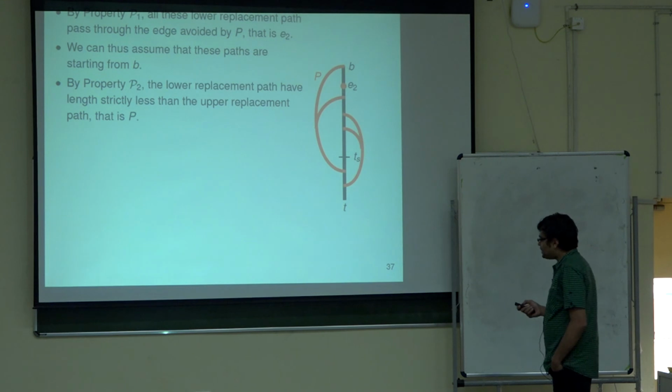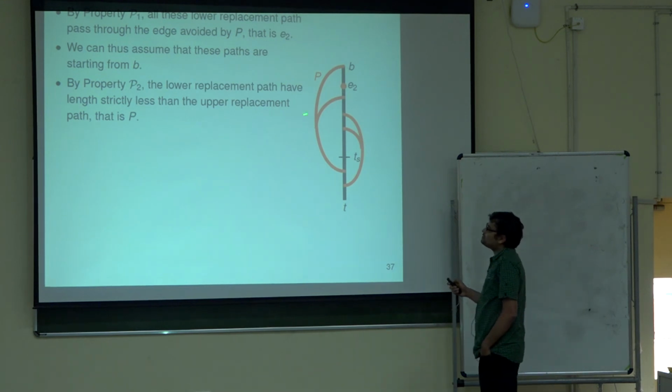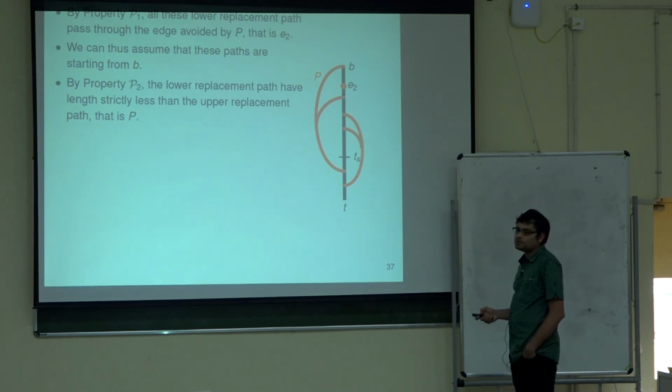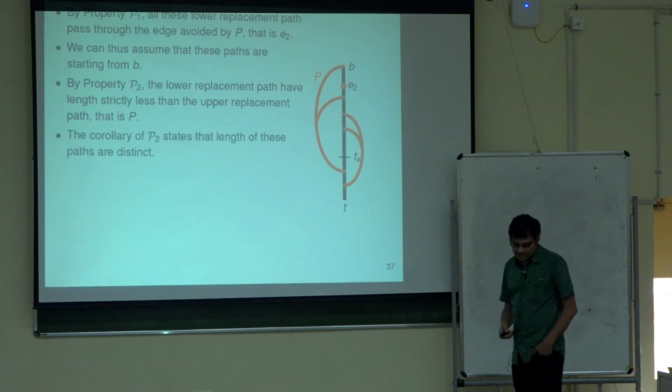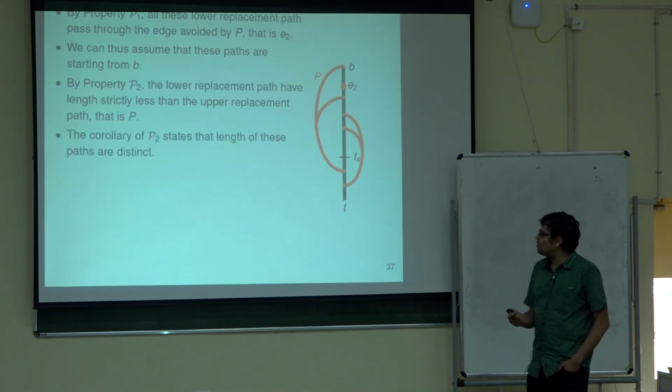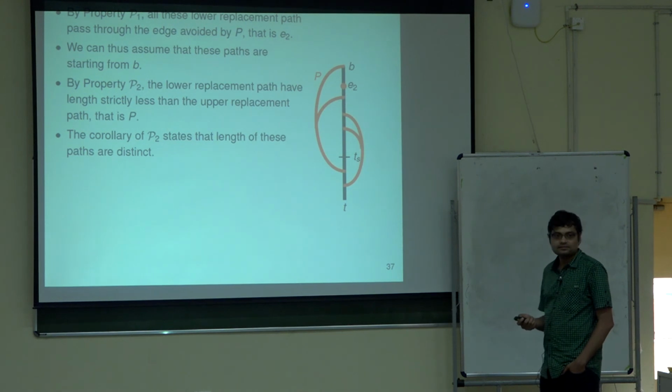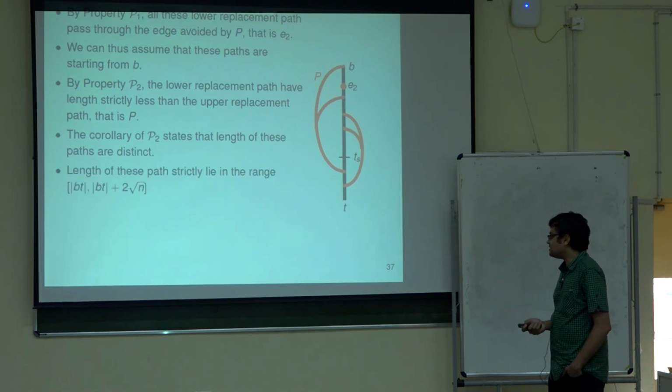And by property P2, the lower replacement paths have length strictly less than the upper replacement path. So these lower replacement paths, their length is strictly less than the length of P. And the corollary of P2 said that all the replacement paths have distinct lengths. And this is the last line.